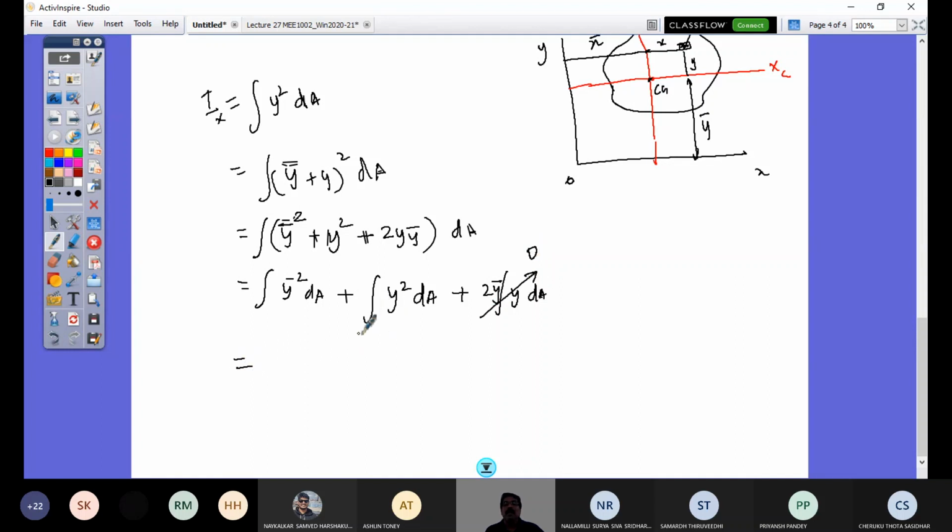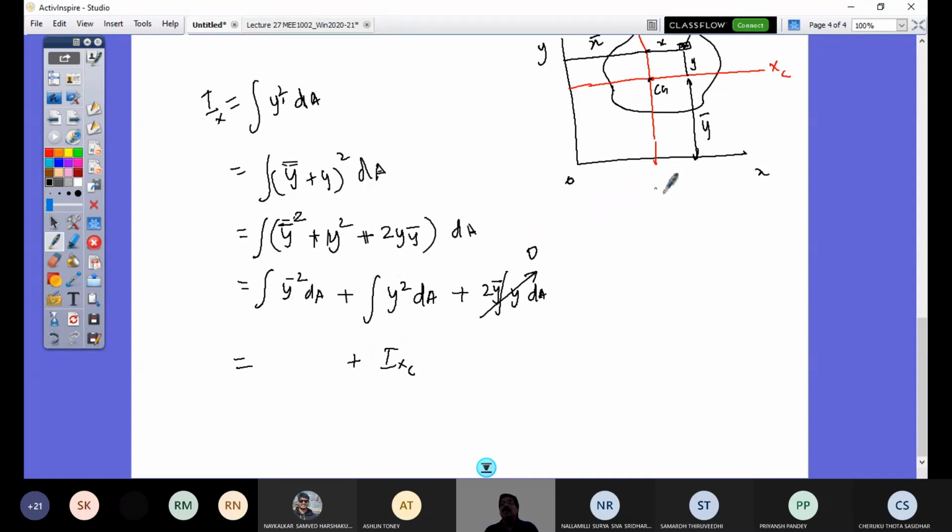So here you see, integral y square dA is what? Ixg. Integral y square dA, this is Ixg, right? Let us say this is y dash distance, to avoid confusion. So here integral y square dA is Ixg, or Ixc, I can say, Ixc about this point.